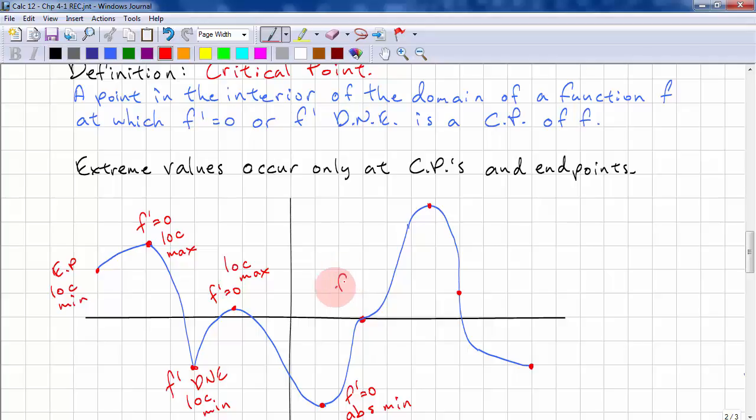Here we have f prime equals 0, but not min or max. Okay? It's a horizontal tangent, but this is not a max and it's not a min. F prime equals 0. This is an absolute max. Here, f prime does not exist. This is a vertical tangent, so it's not a min or a max either.